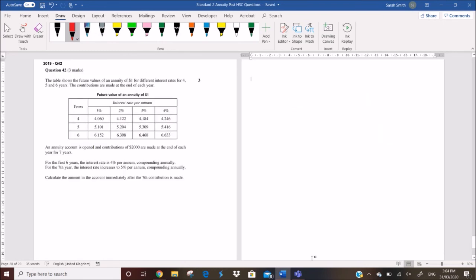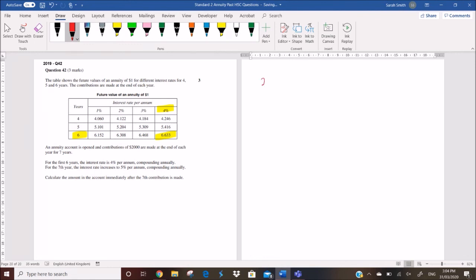Okay, our table here shows the future values of an annuity at different interest rates. So an annuity is opened and contributions of $2,000 are made at the end of each year for 7 years. For the first 6 years, the interest rate is 4% per annum compounded annually, and in the 7th year, the interest rate increases to 5% per annum compounded annually. So we actually need to approach this one in a couple of different steps. We need to first find out how much it is over the first 6 years. So we are looking at our 4%, 6 years. So this is the interest factor we're after here.